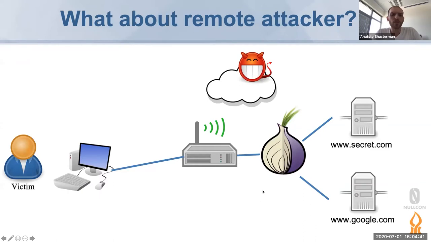But what about a remote attacker? Previous models required a man-in-the-middle attacker with access to the victim's network. But what can we do if the attacker is somewhere in the web and does not have this access?